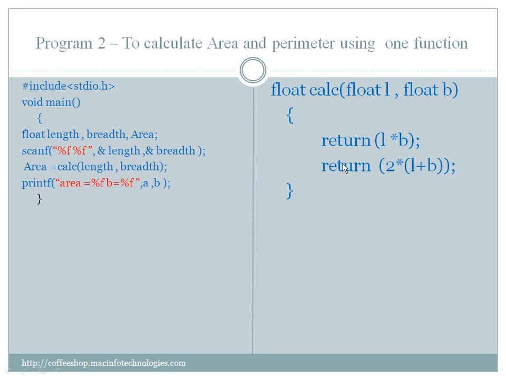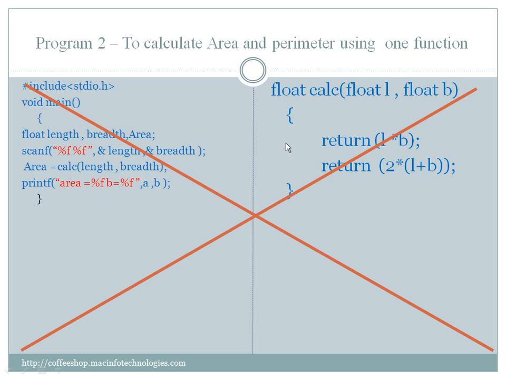So it's returning a float, a single float. We must remember that functions can return only one value. They cannot return two values. And if I want to return both the area and also the perimeter, I cannot do this. This is a wrong implementation. It does not work. So this is wrong.